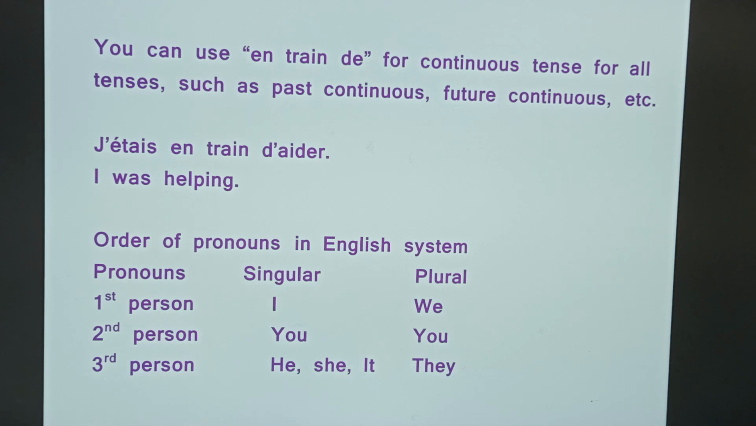Okay, so in English, this is how the system is set: singular and plural, I and we. So I help, we help, and second person you help, you help, and then third person he helps, she helps, it helps, they help. Whereas in French system, it's a different way.